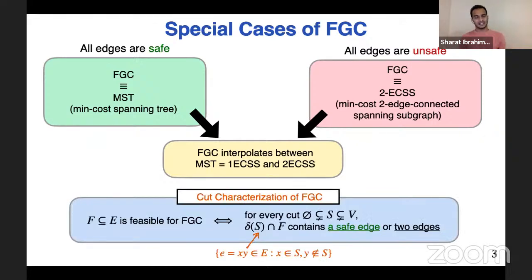Here's the cut characterization of FGC solutions. An edge set F is feasible for FGC if and only if on every cut S, the edge set delta S intersect F contains either a safe edge or two edges. Here, delta S denotes the set of edges with one endpoint in S and the other endpoint outside S.